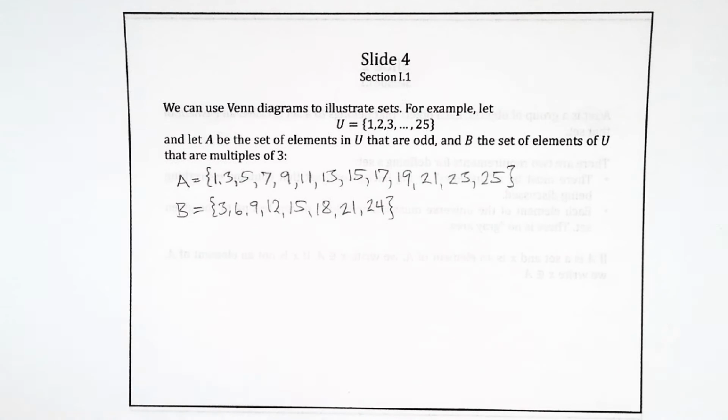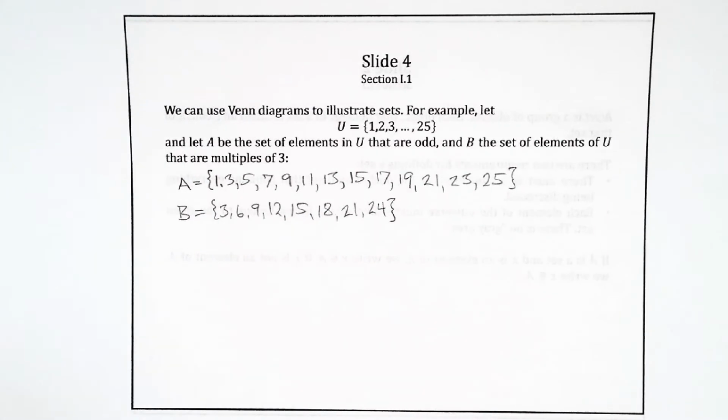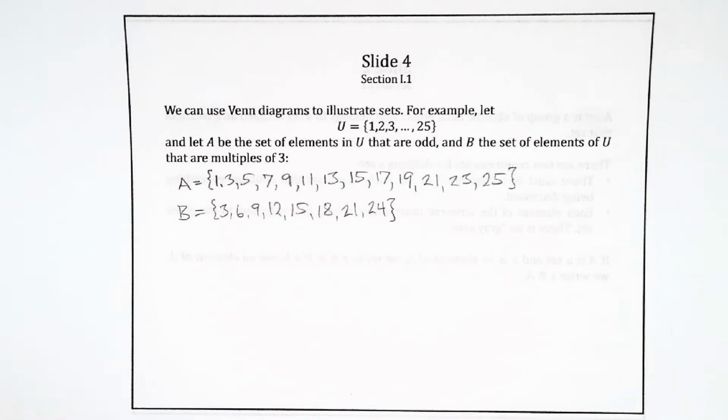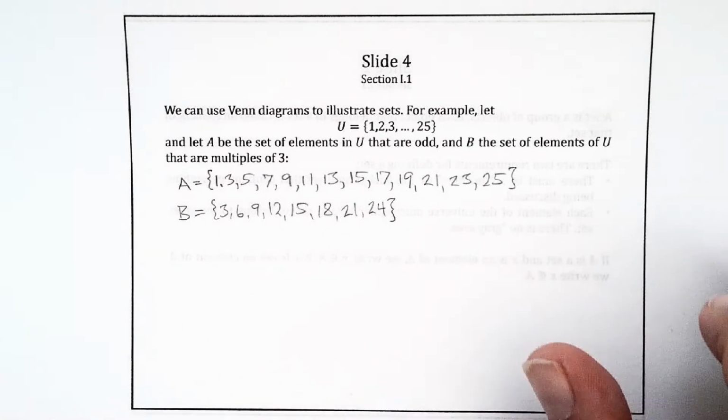And as I look at these two sets, I notice that while they have some things in common, like the number 9, of course they have plenty of things that they don't have in common. And then there's plenty of elements in U that are not in either of these, like the number 2. So we want to draw a picture to illustrate all of those relationships.